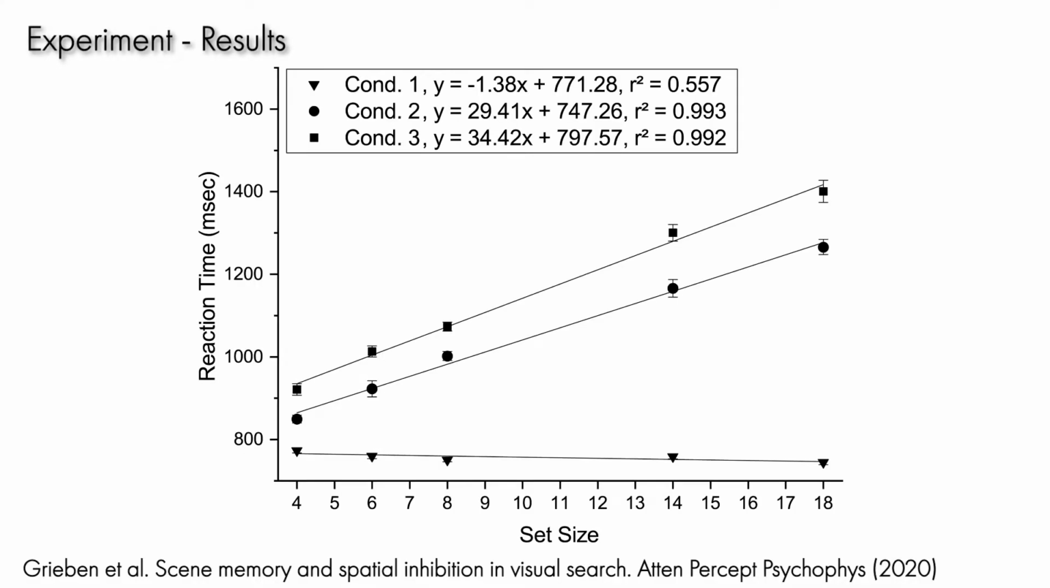Conditions 1 and 3 replicated the reaction time pattern of efficient single feature search and inefficient conjunctive search. Search in the preview condition 2 was slightly more efficient than in condition 3. This is the first experimental observation that both the overall speed and efficiency of conjunctive visual search can be improved by scene memory.